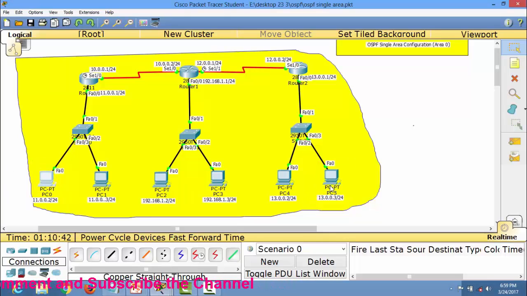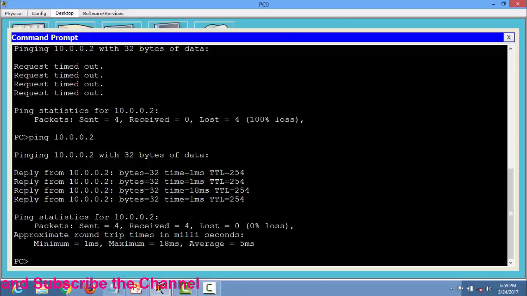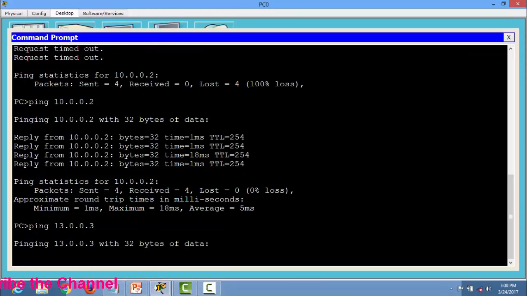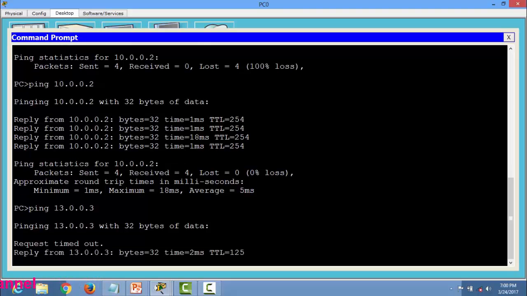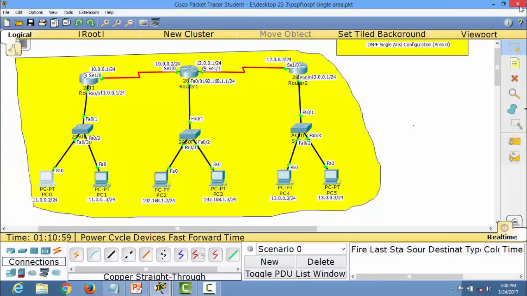Here the IP is 13.0.0.3. So verify it. Ping 13.0.0.3. Just wait for a moment. It should. First time out. Yes, I'm able to ping. Means now we are able to communicate from anywhere to anywhere.